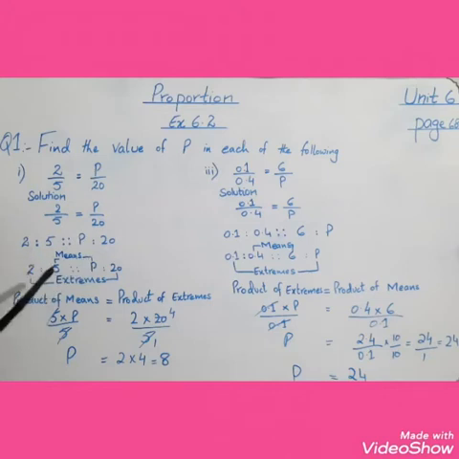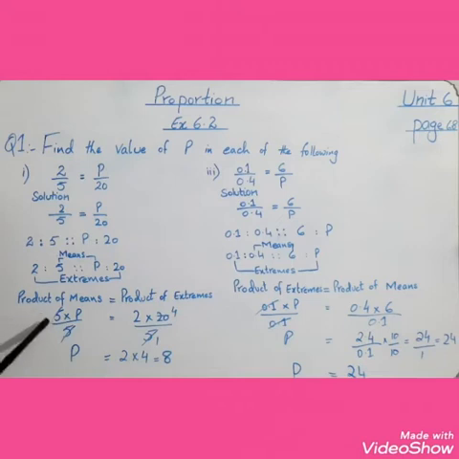Now we know that according to the formula, outer extremes and inner means. And you can see in the means, variable P is given. So we have to find the value of P. So it means means come first. Product of means is equal to product of extremes. So now 5 multiplied with P is equal to 2 multiplied with 20.